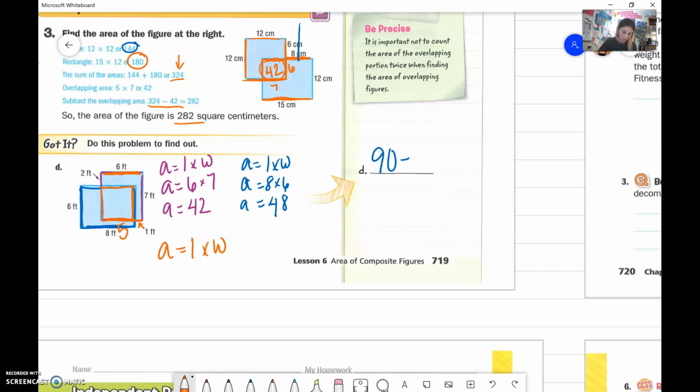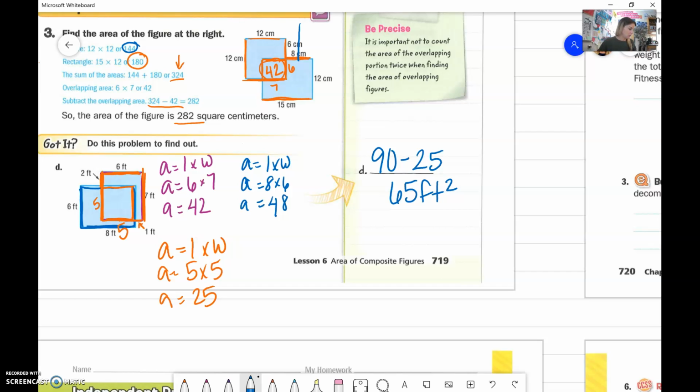Now we're going to take a look at this side right here. Notice the parallel side is 7. They've given us 2, which means that this length right there is 5. So I know that it is 5 times 5, and 5 times 5 equals 25. Now I come back up here, and I go to my 90 minus my 25, which is going to give me an area of 65 feet squared. All we're doing is finding them separately and then taking out the area that overlaps.